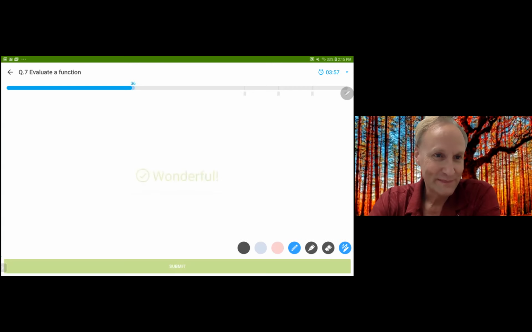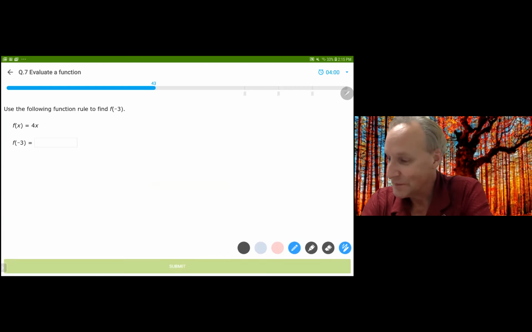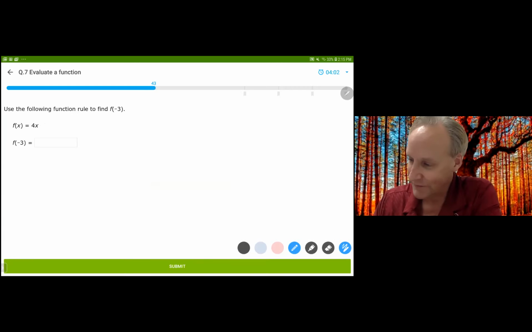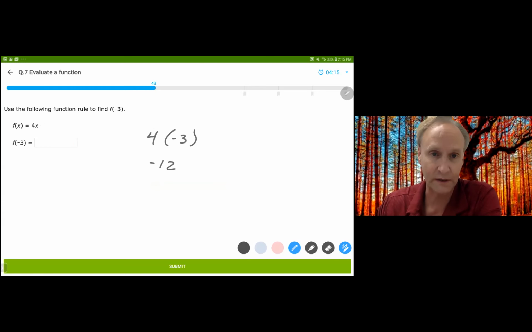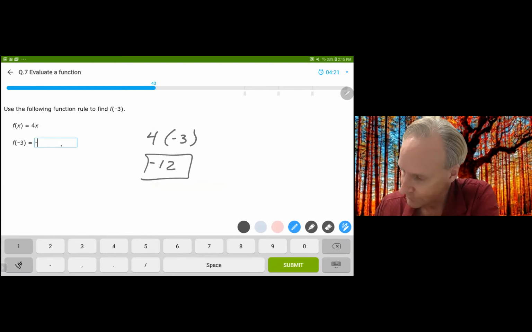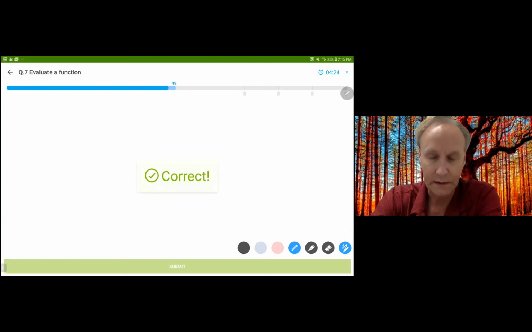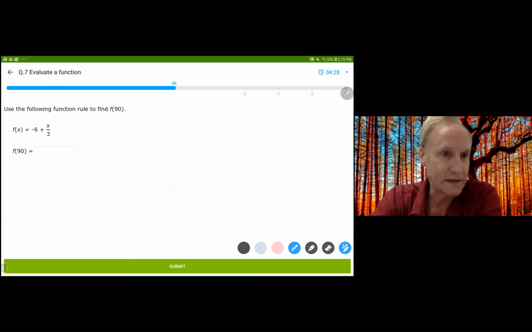Sorry, that was embarrassing. Okay, so 4 times negative 3 is negative 12. This is different than absolute value. 4 times negative 3 is negative 12. If it had said 4 times the absolute value of negative 3, then it would be positive. But this is negative 12. I don't want to get you confused. Easy, easy, easy. Let's make it easy.